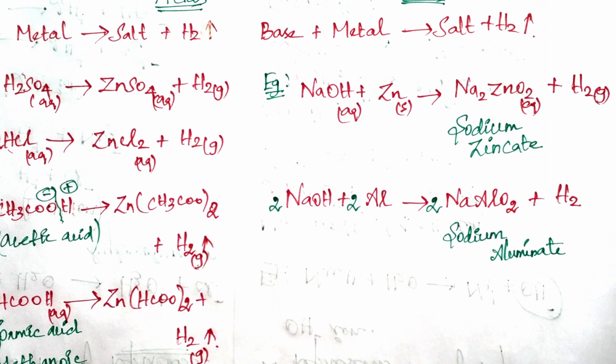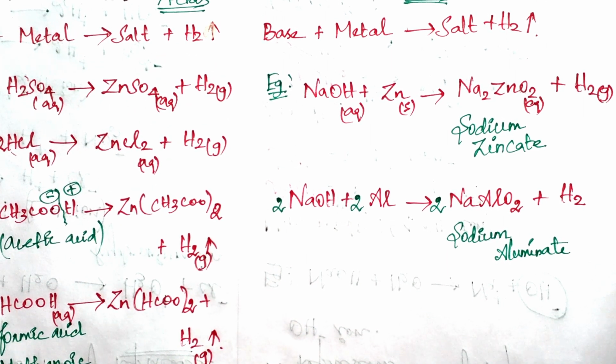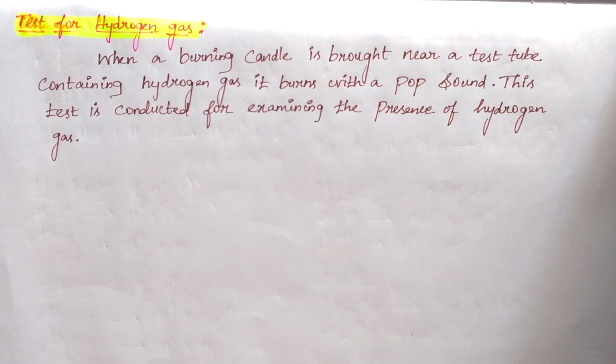So in this case, what is the question related to this? That is the test for hydrogen. Hydrogen gas is liberated in both the cases. How can you test whether it is hydrogen gas or any other gas? For that you have to do one activity. How do you confirm that hydrogen gas is produced? For that question you have to write this one.